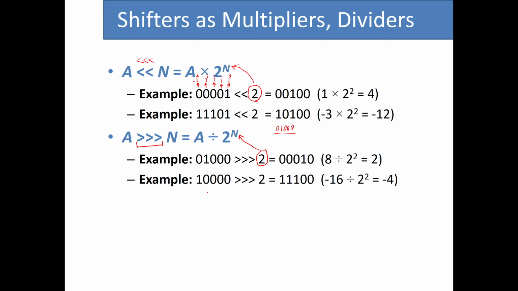Let's take a look at another example. This one is 1 0 0 0 0. In 2's complement form, this is equivalent to -16. If I arithmetically right shift 2 places to the right, that means I am dividing this by 4, so the final result needs to be -4. In fact, arithmetically right shifting this number gives us 1 1 1 0 0, which is in fact -4.